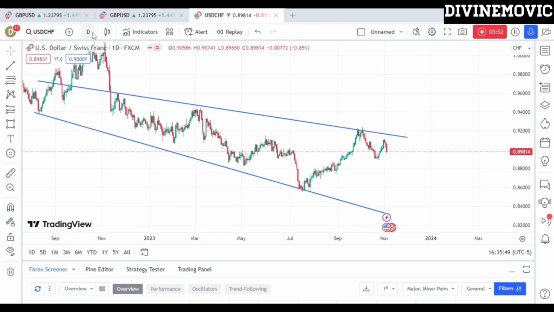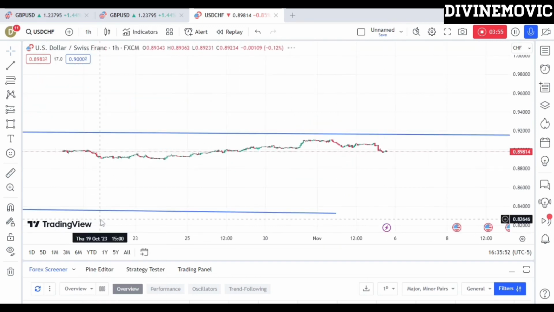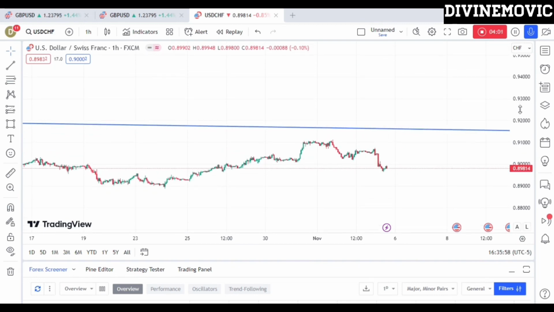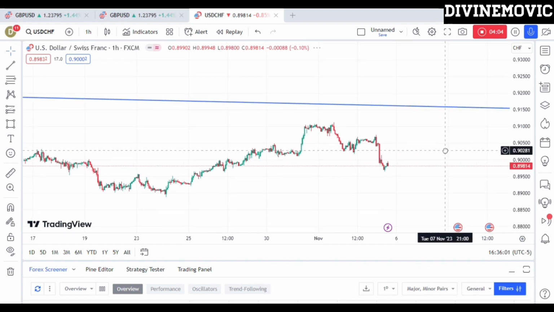I go to the 1 hour time frame. But first, I explained to you that we have two types of supply zone: the drop base drop, which is referred to as a reversal pattern, and the rally base drop, which is the continuation pattern. Let me say it again. We have two types of supply zone, the drop base drop, and as well we have the rally base drop.